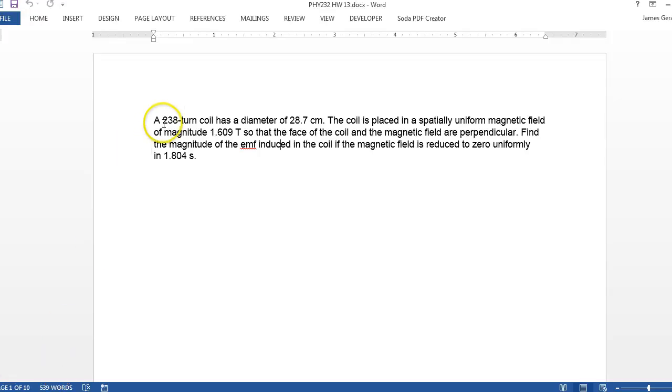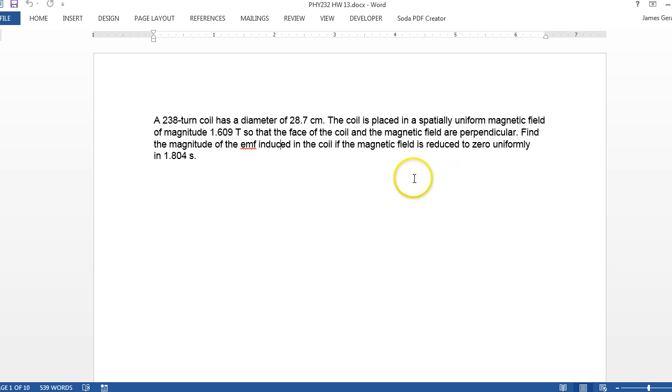So consider a 238 turn coil. We have its diameter. It's placed in a spatially uniform magnetic field. We know the magnitude of the magnetic field. And the magnetic field is perpendicular to the surface. So B dot dA, or B dot n hat dA, is going to be just B times the area. Find the magnitude of the EMF induced in the coil.